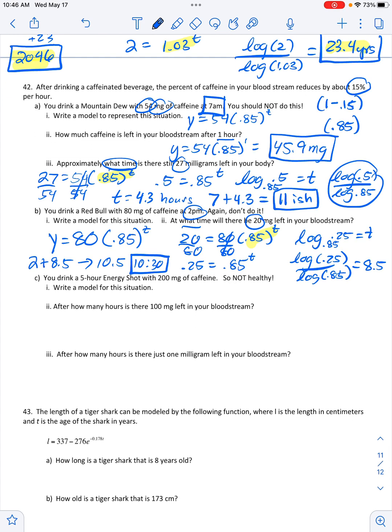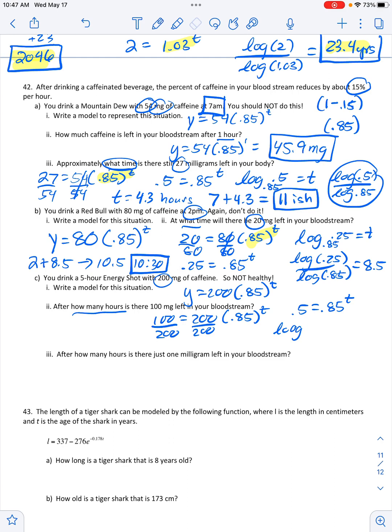Okay, you drink a 5-hour energy shot with 200 milligrams. That's my starting amount, and it's still caffeine, so it's still using this. After how many hours will there be 100 left? So you're looking for it to come down to half of what you started with. So by dividing out the 200, I'm going to end up with 0.5 equals 0.85 to the t. I've actually done that one before, but I'll do it again. So this is log base 0.85 of 0.5 equals t.